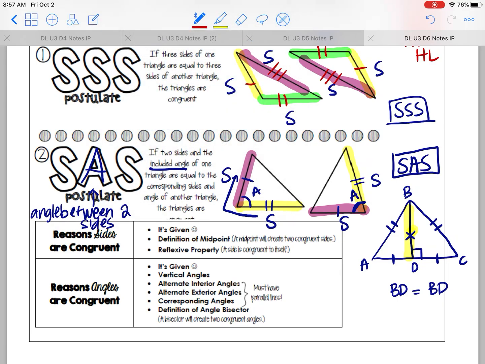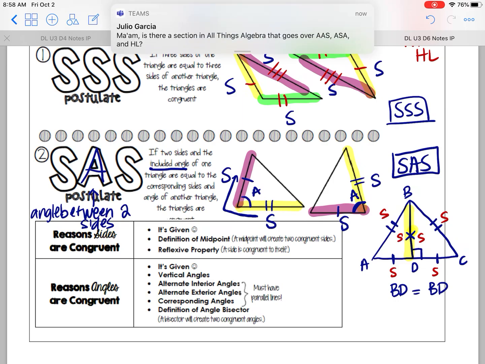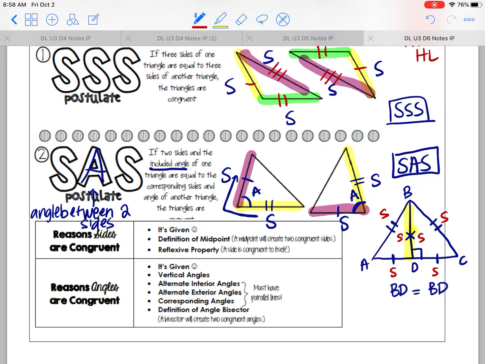So for this particular example, you have one pair of sides. You have the hypotenuses that are congruent. And then because of the reflexive property, you're able to find that third missing side. Okay, so then this would be side, side, side. Don't forget the reflexive property. Okay, it states that a side can be congruent to itself. All right, I'm going to go ahead and erase this.